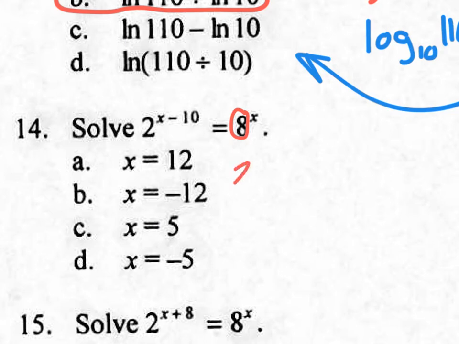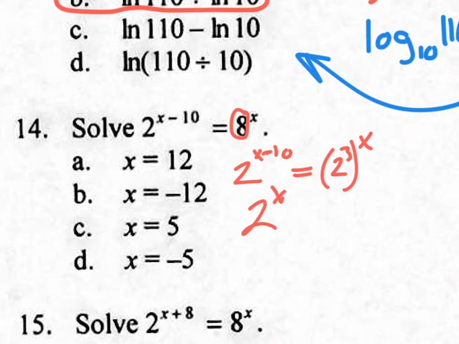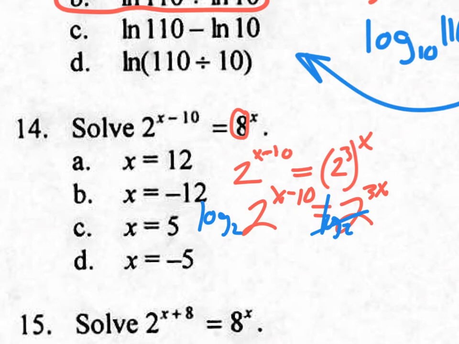So on the left side we have 2 to the x minus 10. And on the right side, instead of 8, I'm going to write 2 to the third, to the x. So what do I really have? I have the base 2 on both sides, and a power to a power here. So what I really have is 2 to the x minus 10 equals 2 to the 3x. Now, of course, we're going to apply a log base 2 on both sides, and the log base 2's cancel. Your new equation is x minus 10 equals 3x.